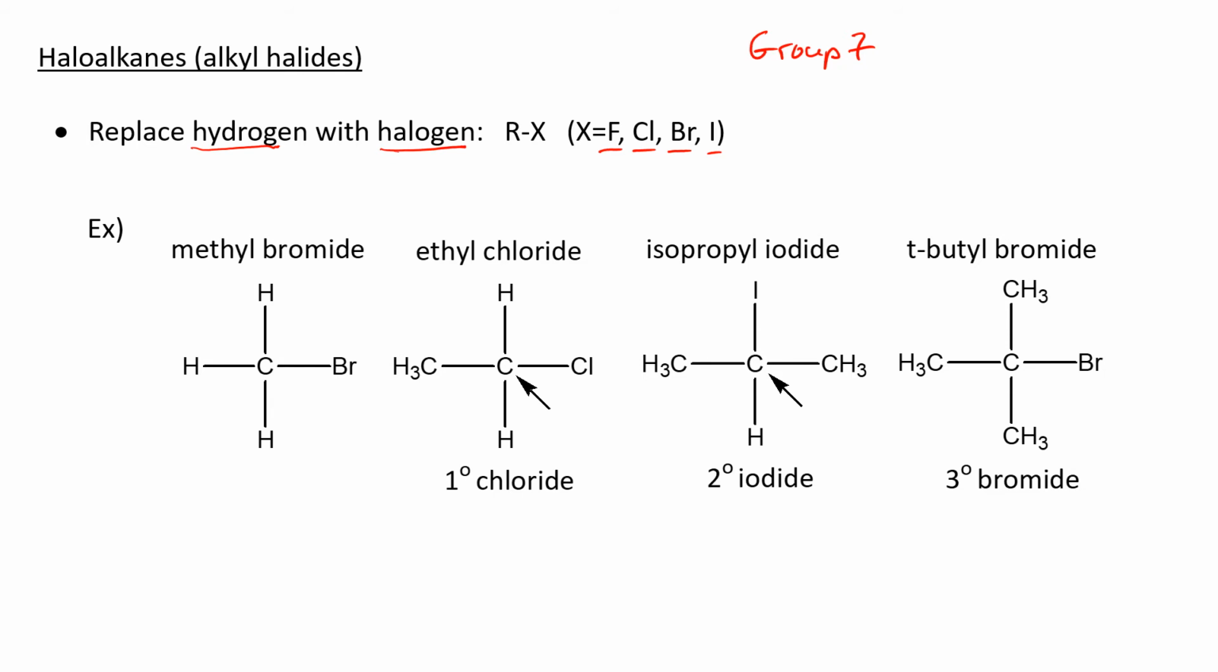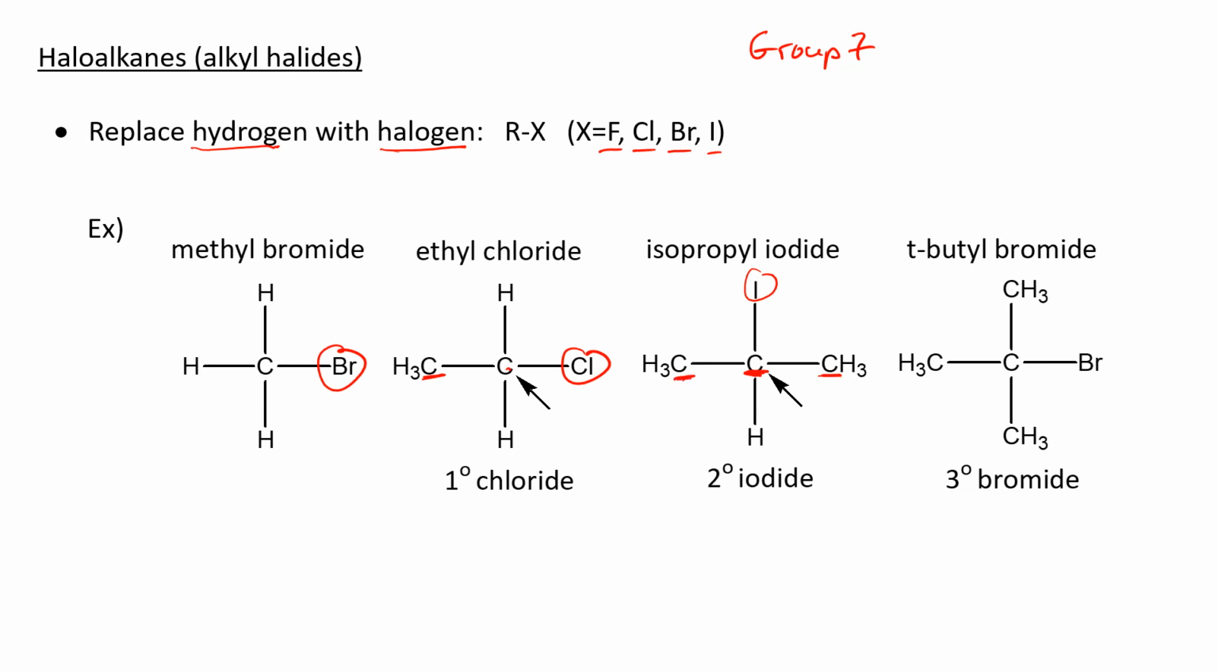A few examples. We have methyl bromide, so we have that halogen attached to a carbon. We have ethyl chloride, we have a chloride attached to a carbon. Now this is called a primary alkyl halide or a primary chloride. We determine that it's primary because the carbon with the halogen attached to it has one carbon attached to it. Let's look at the next one with the iodine. It's secondary because the carbon with the halogen is attached to two carbons.